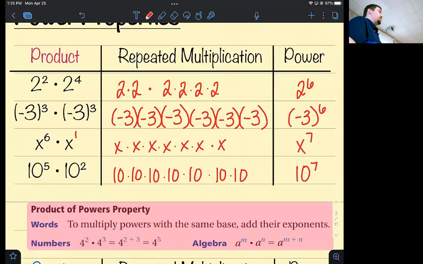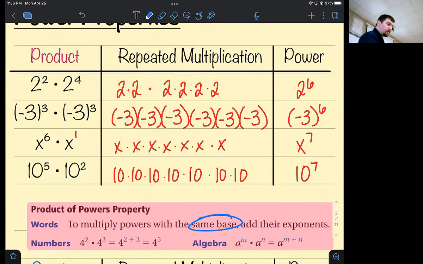There's a rule that you could probably discover, which is when you're multiplying powers that have the same base, and I can't stress that enough, they have to have the same base. If I had a 10 to the 5th and a 9 to the 2nd, this doesn't work. If I've got x to the 6th times z, this doesn't work. But if they have the same base and I'm multiplying them, I can add their exponents together.